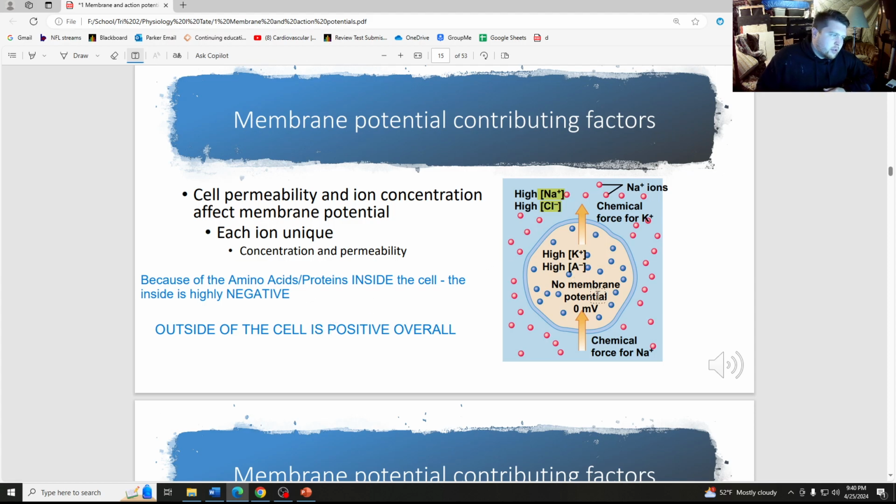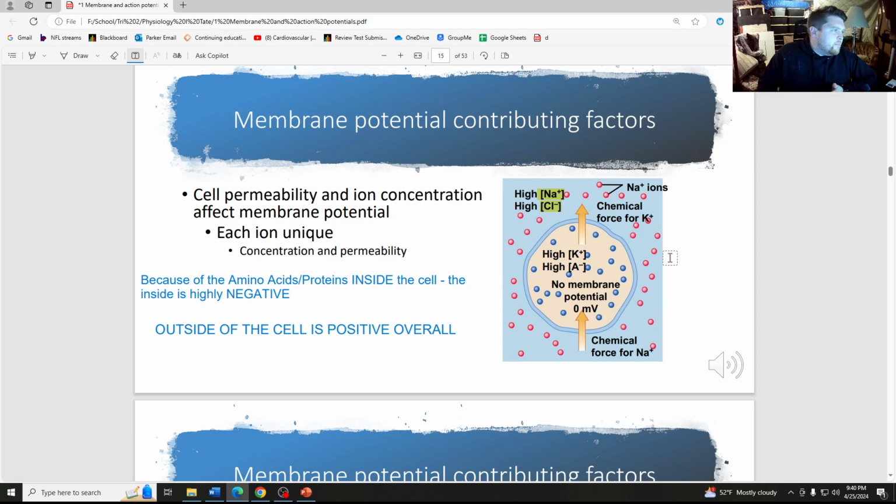The inside of the cell has a very high concentration of potassium, and also a lot of our proteins. This A stands for amino acids. Remember with Biochem 1, we talked about how amino acids join together to make the polypeptide chain to then form proteins. So proteins overall are negative. So outside of the cell, overall positive. Inside of the cell, overall negative. If you get asked that exact question, the reason why the inside of the cell is more negative is because of the high concentration of proteins within the cell.